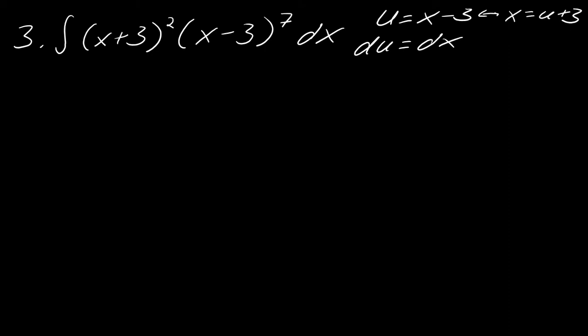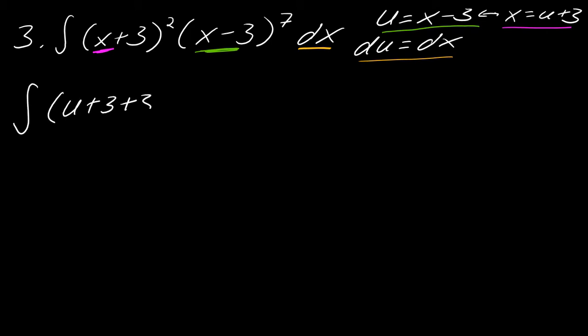Let me just be nice and clear with this. So my u here, that substitution will go there, and then my du is just going to substitute out with my dx. And then for this last part here, I'm going to substitute right into the x. So where I have the x, I'm going to replace it with u plus 3, and then we'll just work that out from there. So this becomes now (u plus 3) squared times u to the 7th du.